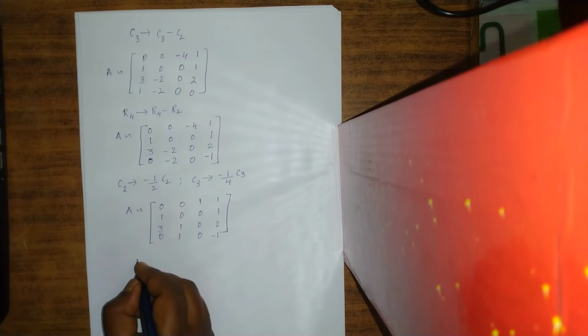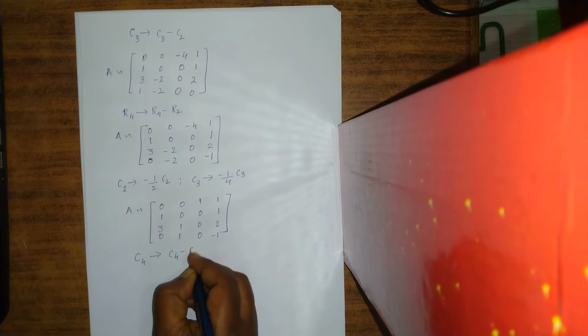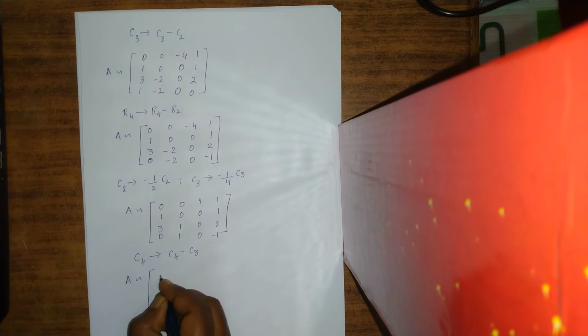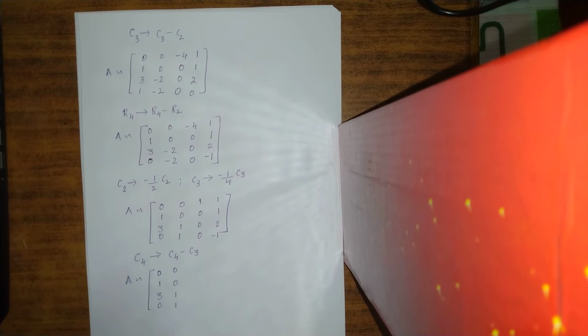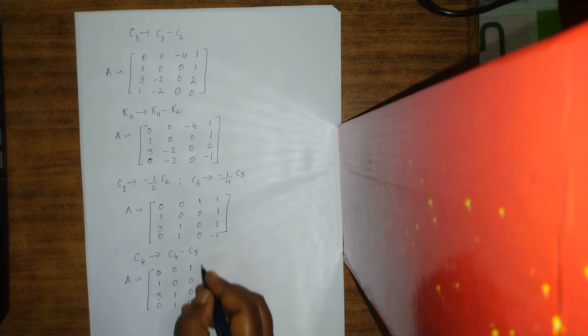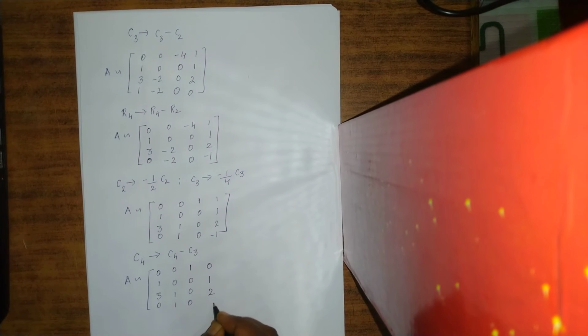Now let's check it out for C4, that is C4 minus C3. So what are we going to get? First column 0, 1, 3, 0 as it is. Second column also as it is, 0, 0, 1, 1. Third column also as it is, 1, 0, 0, 0. C4 becomes C4 minus C3: 1 minus 1 is 0, 1 minus 0 is 1, 2 minus 0 is 2, and this is minus 1.